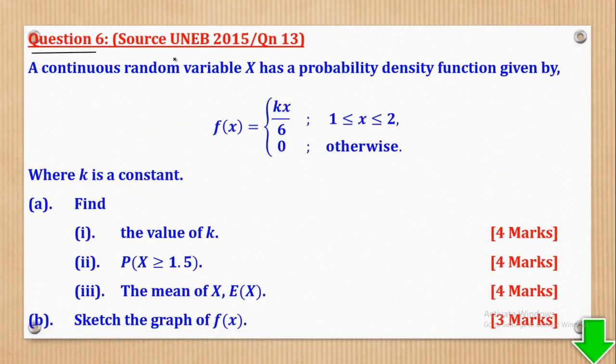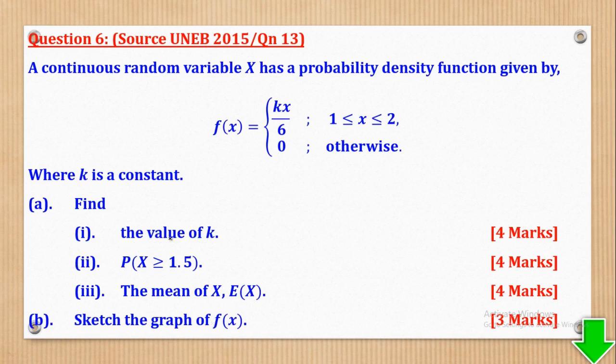So question 6 came from UNEB 2015, question 13, and says a random variable capital X has a probability density function given by f(x) equal to this, so kx over 6, and the interval is that, where k is a constant. Then part A, find Roman 1 the value of k, Roman 2 the probability of x greater than or equal to 1.5, and Roman 3 the mean of x, which is E(x), and part B, sketch the graph of f(x).